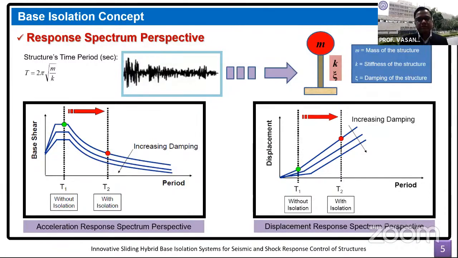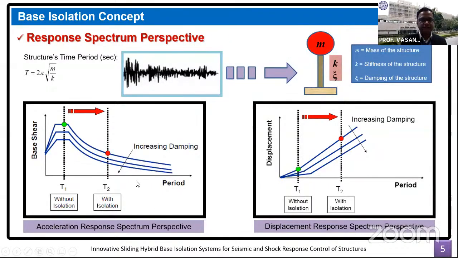But one takeout message from this period shifting is that it is the designer, the structural designer, who decides what should be the time period shifting in the structure. So it also answers yet another question asked by one of today's participants: can we use it for high-rise buildings or tall or flexible structures?